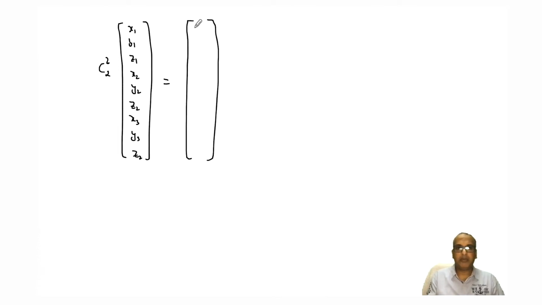So x1 will be replaced with x3 and there will be a negative sign. y1 will be replaced with y3 and there will be a negative sign. z1 will be replaced with z3. x2, the atom remains at the position. So x2 goes to minus x2, y2 goes to minus y2, z2 remains as z2. x3 is replaced with x1, so this goes to minus x1, minus y1 and z1.